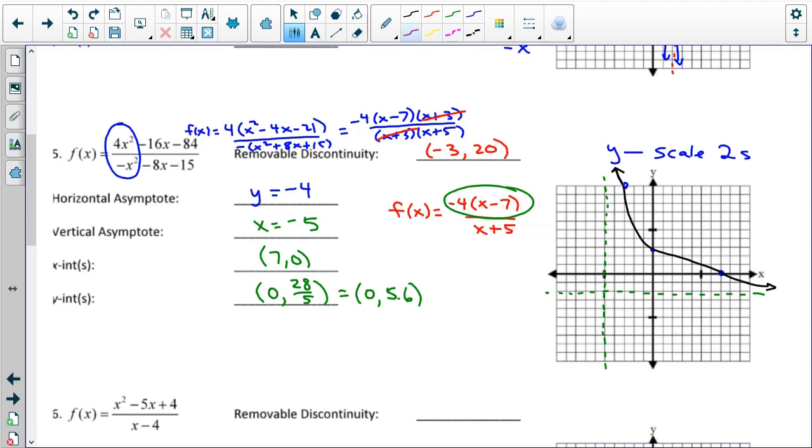Now, it shouldn't be as wavy as I made it, so that's kind of a poor graph. So this is a little bit better. And then as I'm approaching the other side, it looks kind of like that. Notice that x plus 5 is to the first power. So that means that they're going to go off to opposite sides of the vertical asymptote.